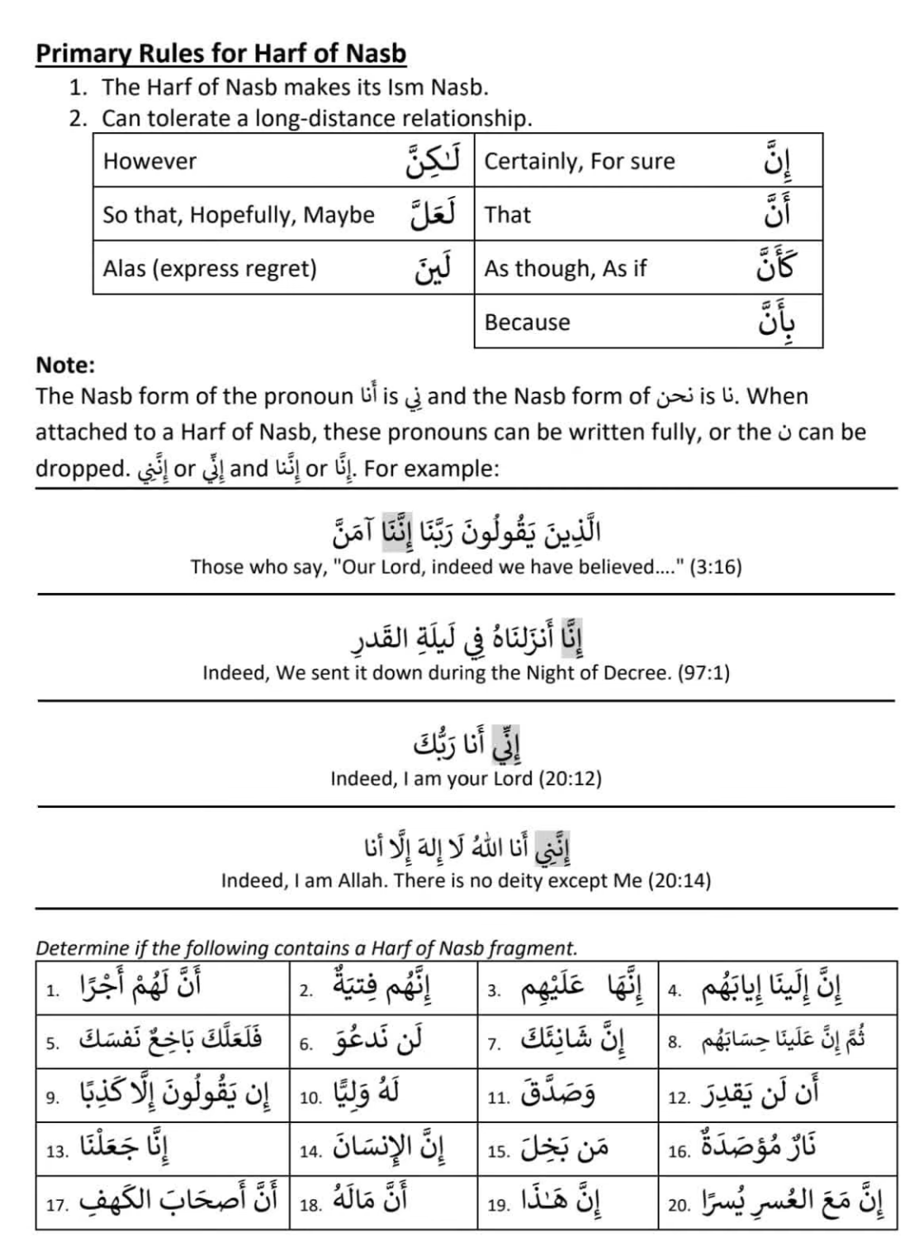Only one additional observation: when ana and nahnu are attached to a harf of nasib, they combine. I'll give you an example. The attached version of ana is ni or e, and we learned that e is jar and ni is nasib. Since it is a harf of nasib, it is only ni. So the attached version of ana is ni.